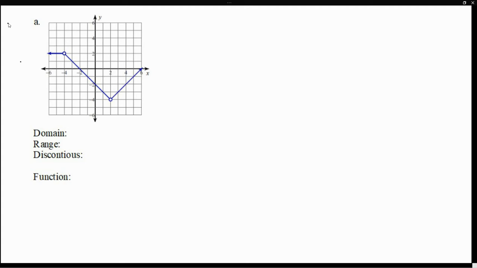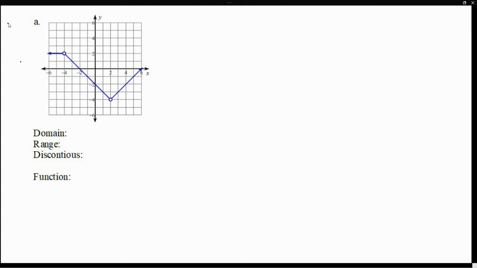except -4, because notice that at -4 we have a hole, and also notice that at 2 we have a hole as well. Here we have arrows pointing to the left, and here I have an arrow pointing to the right. So I know that this function is going to continue infinitely to the left and infinitely to the right. Therefore, I'm using all x values except -4 and except +2.